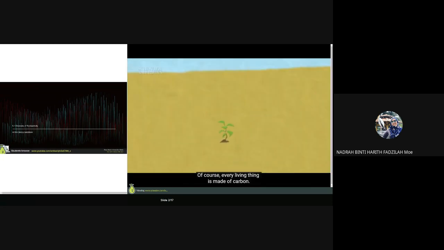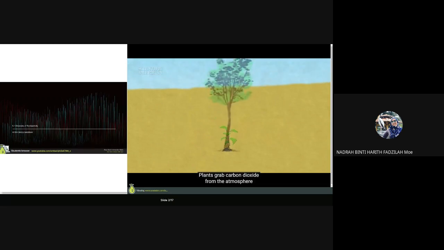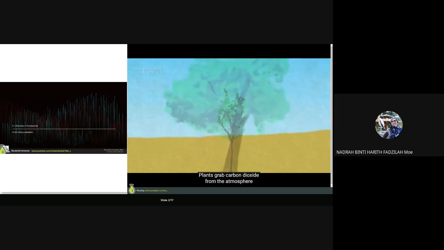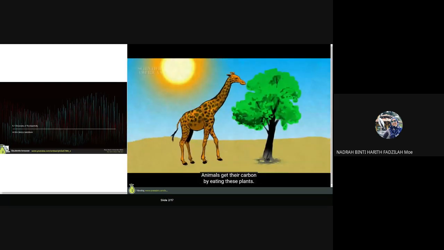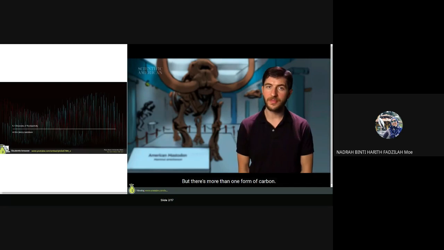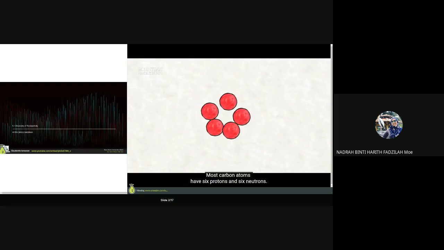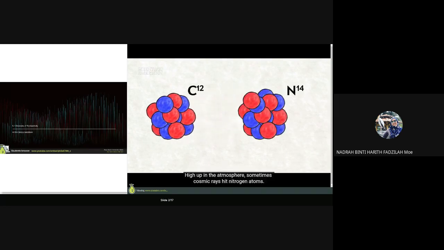Of course, every living thing is made of carbon. Plants grab carbon dioxide from the atmosphere and use it to form complex organic molecules. Animals get their carbon by eating these plants. But there's more than one form of carbon. Most carbon atoms have 6 protons and 6 neutrons. We call this carbon-12. High up in the atmosphere, sometimes cosmic rays hit nitrogen atoms.